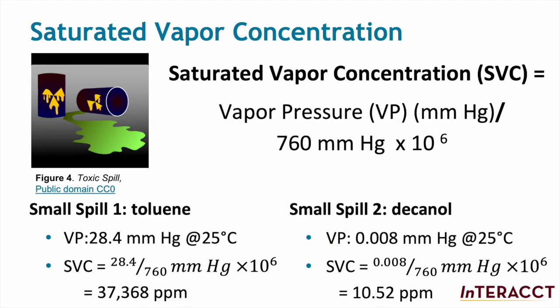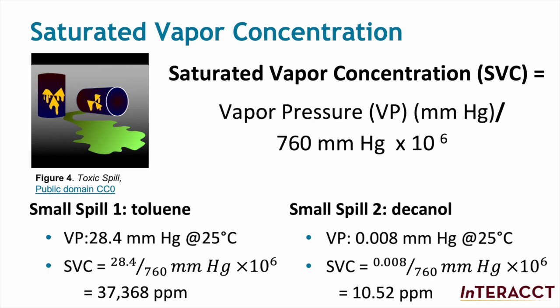The saturated vapor concentration in units of parts per million can be calculated from the vapor pressure and atmospheric pressure using the formula shown here. This is an extremely useful equation for estimating a worst-case airborne concentration from evaporation. A very common scenario is a small spill. Consider the two examples shown here.